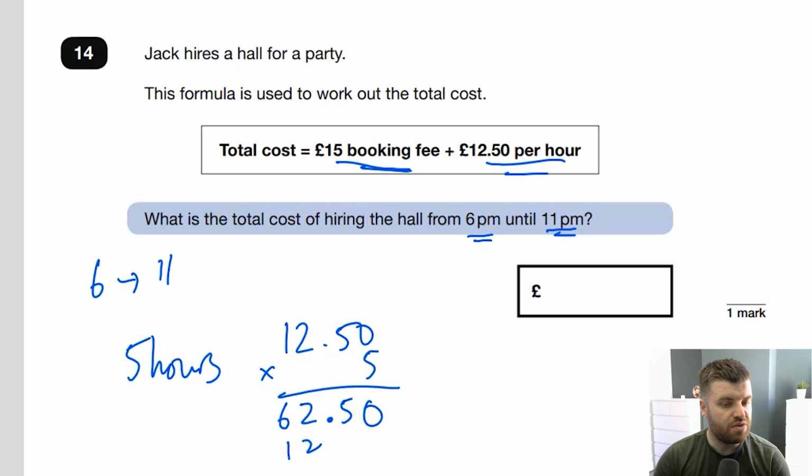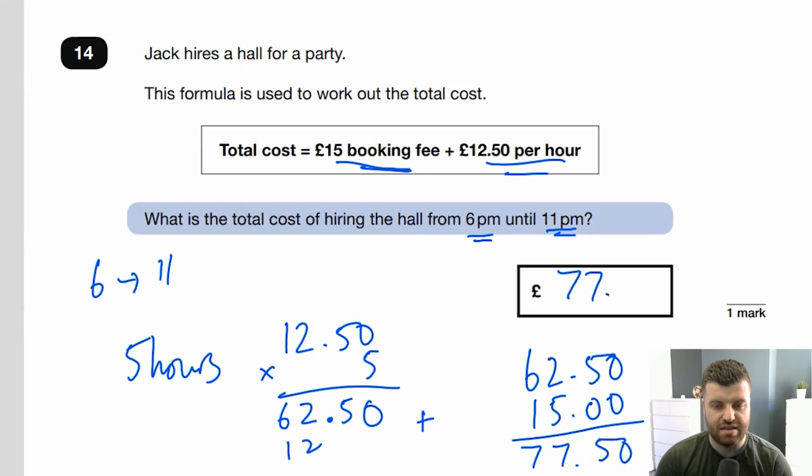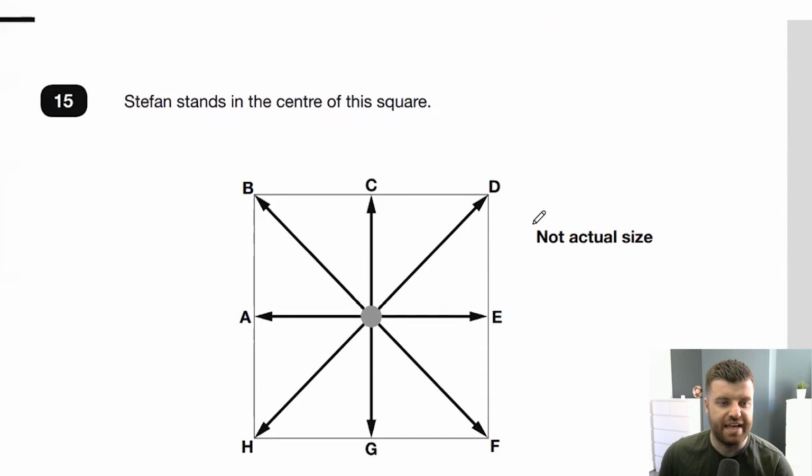So it's £62.50 plus the £15 booking fee. So let's make sure we add that in. That's a flat rate everyone pays straight away. Booking fee is £15. Add them together, £77.50. And that is our answer. Superb. Let's move on.